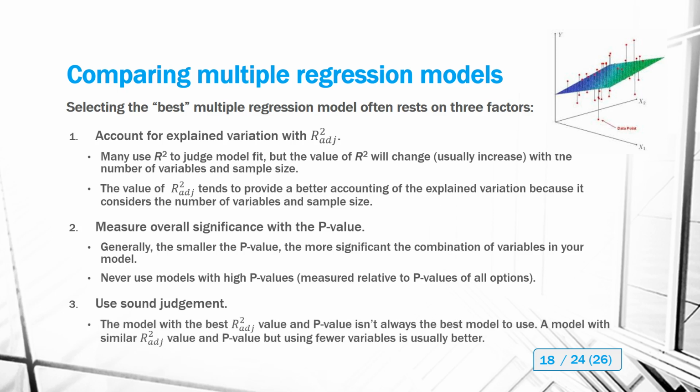Sometimes the best model is not the one with the best R-squared, adjusted R-squared value, or the best p-value. Sometimes you can use a model that has fewer variables in it. It has a similar but not quite as good adjusted R-squared value or p-value, but it's often better to use a model with fewer variables than one with many variables, because complexity often just makes things more complicated than they need to be.